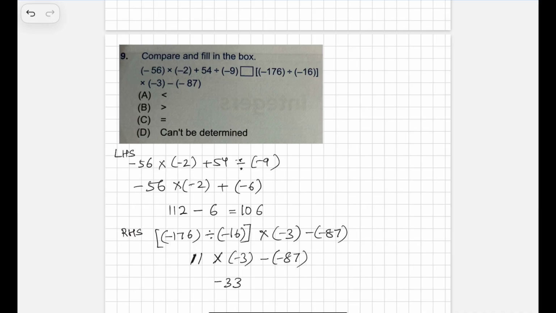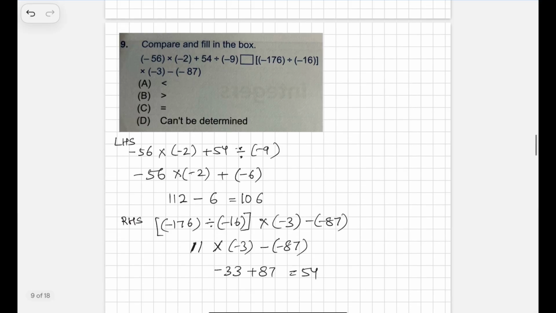Minus of minus 87 is plus 87. So 87 minus 33 is how much? 54. So the left hand side is 106 and the right hand side is 54. So 106 is greater than 54. So the answer is B.